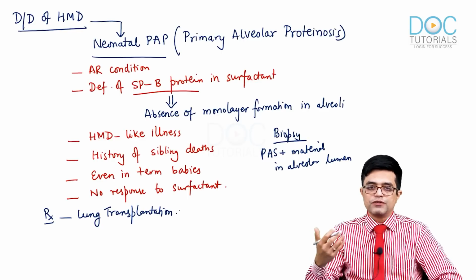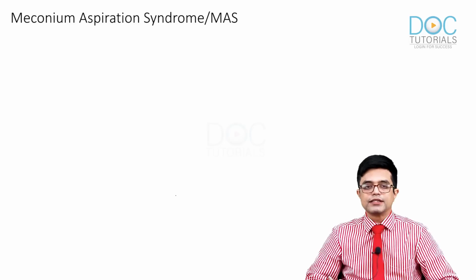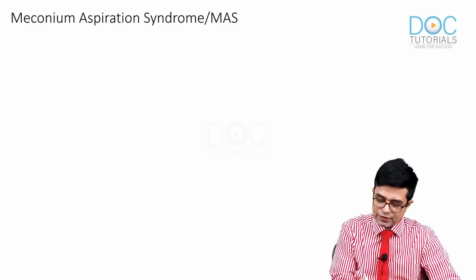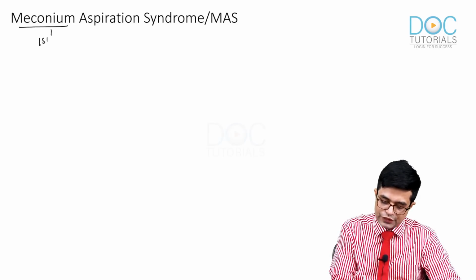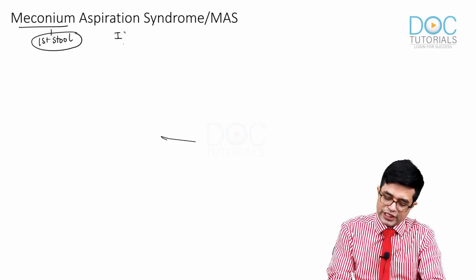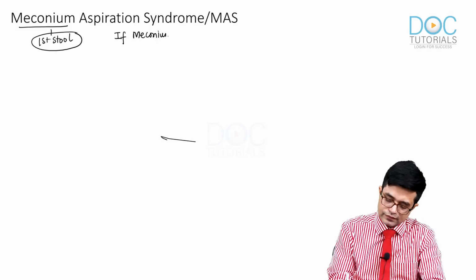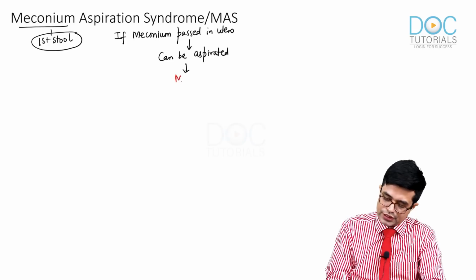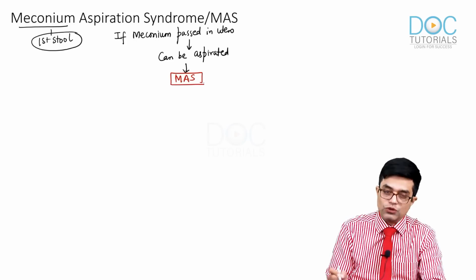Now we move towards some of the smaller topics. One of the smaller topics is meconium aspiration syndrome or MAS. What is meconium? Meconium refers to the first stool of the newborn. Normally meconium is passed 24 hours after birth. If meconium is passed in utero, it can be aspirated by the child, and that condition is called meconium aspiration syndrome. Aspiration is something moving into the airway.